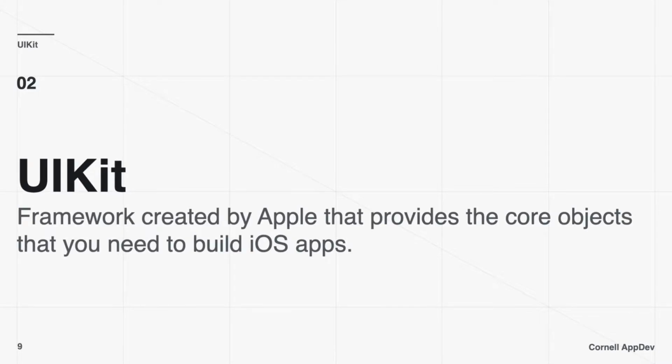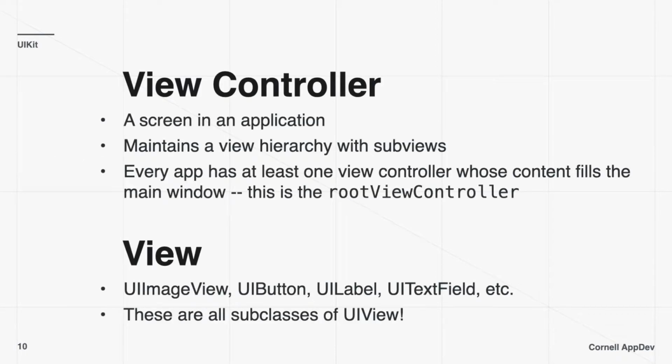Okay, and now we can go into what we'll actually be learning today. UIKit is a framework that Apple created, and it provides core objects that you can use to build iOS apps. Some of these core objects include view controllers and views. A view controller is basically a screen in your application, and it maintains the view hierarchy of all the subviews that it contains. Every application has at least one view controller, and it feels like the main window of your application, and we call that the root view controller.